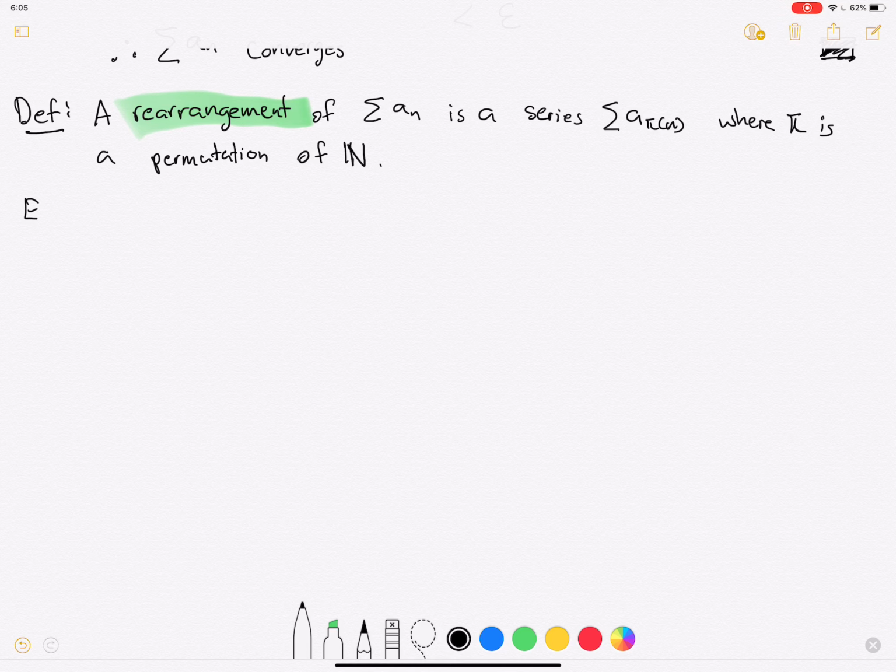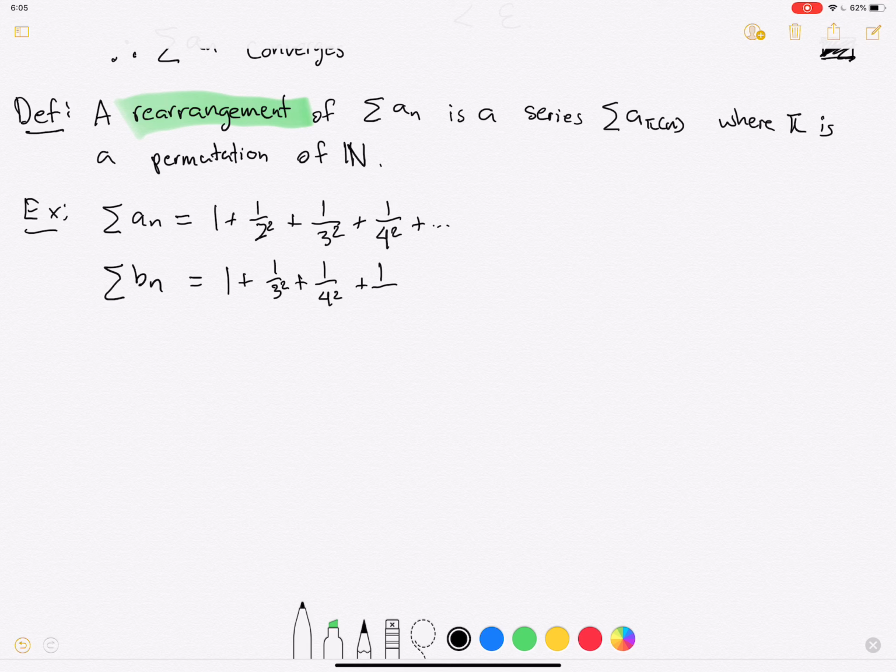So for example, a_n, this series, is defined as 1 over 1 squared plus 1 over 2 squared plus 1 over 3 squared plus 1 over 4 squared, and so on. A rearrangement of that would be if you just swapped the spots for some of these terms, all other terms being equal. So the series of b_n is a rearrangement of the series of a_n.